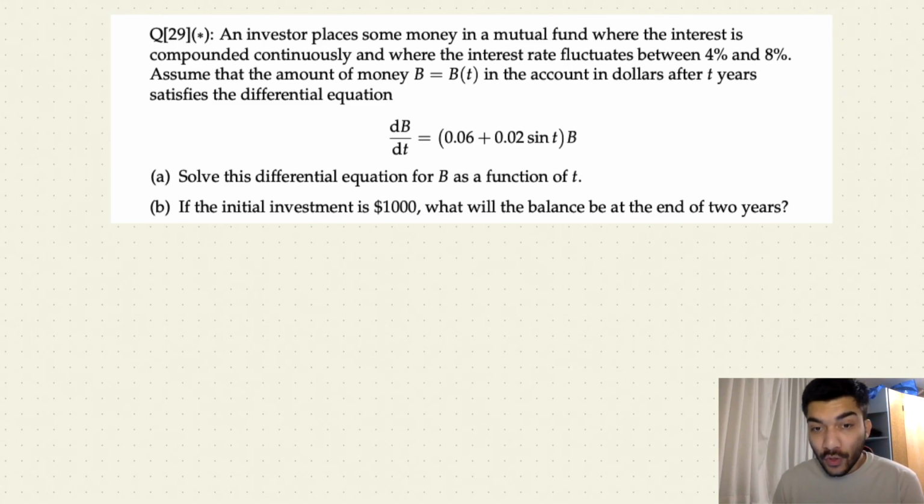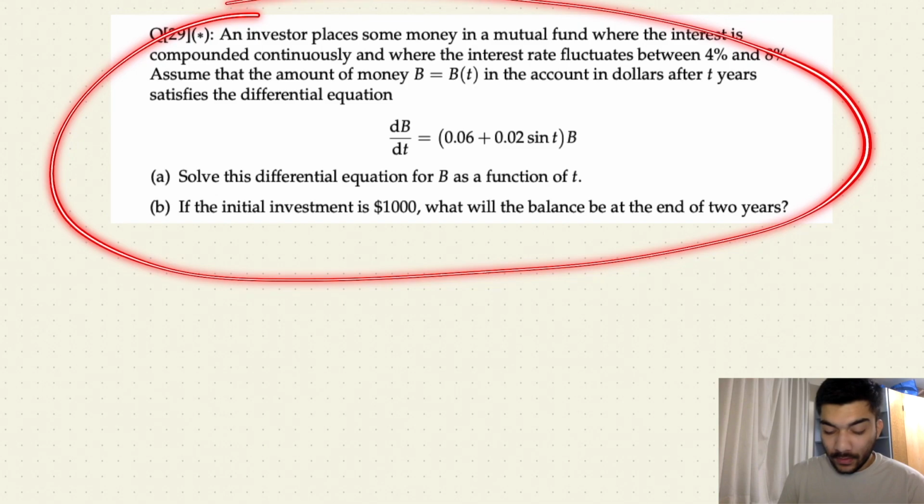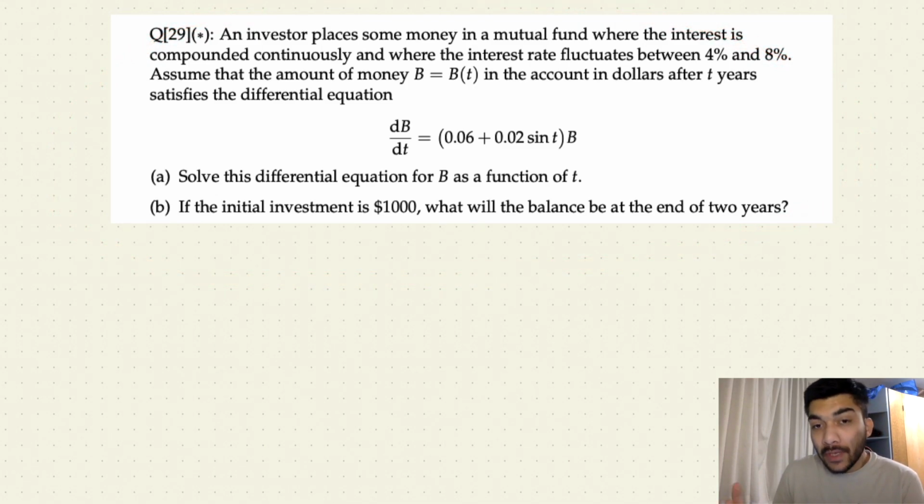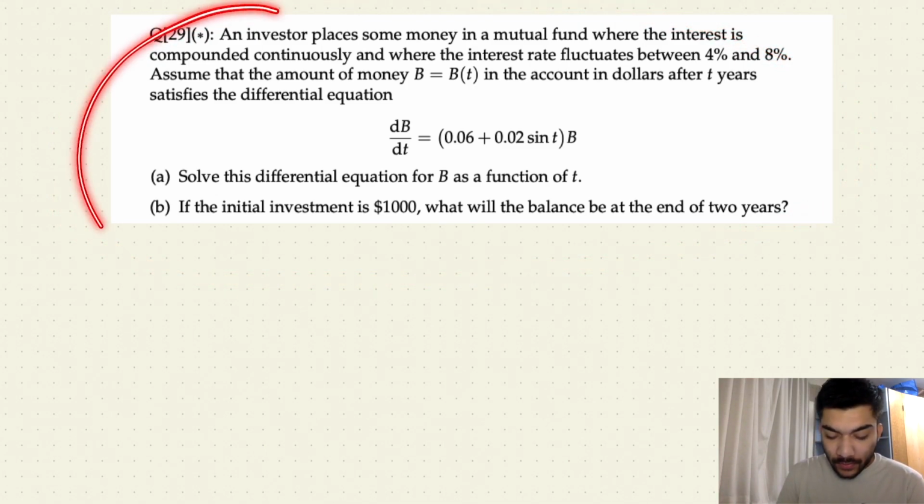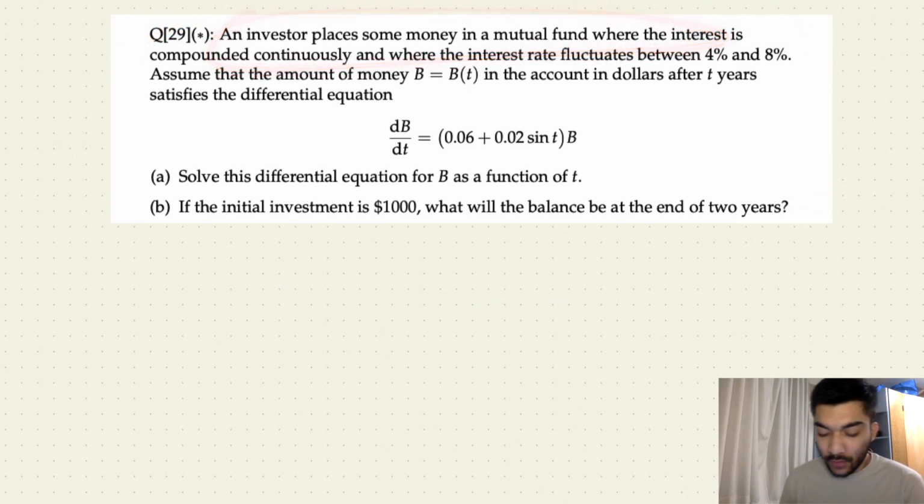So let's do some more questions on separable differential equations, which are based on word problems. In this question, we have been given that an investor places some money in a mutual fund where the interest is compounded and the interest rate fluctuates between 4% and 8%.